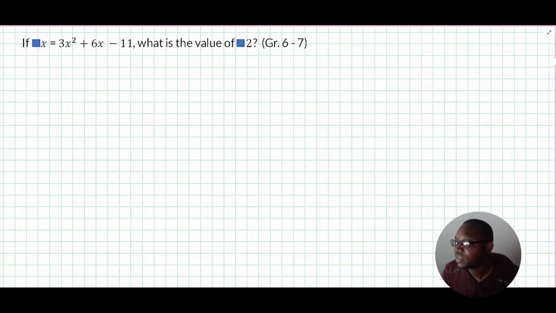If you're 6th or 7th grade, this should be okay. We'll do one on dividing fractions after this. So, what is the value of this symbol with a 2?